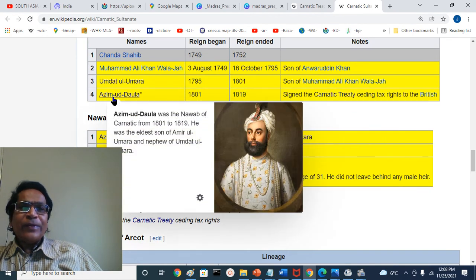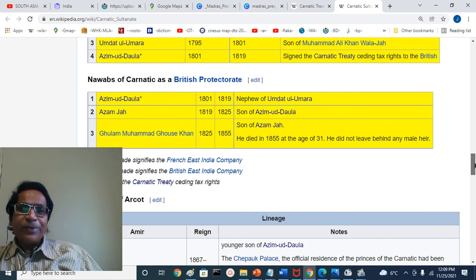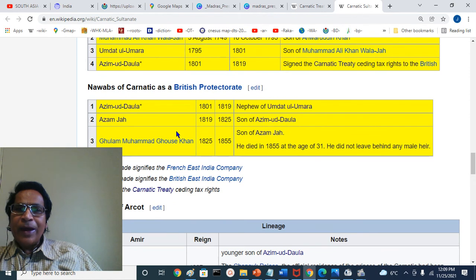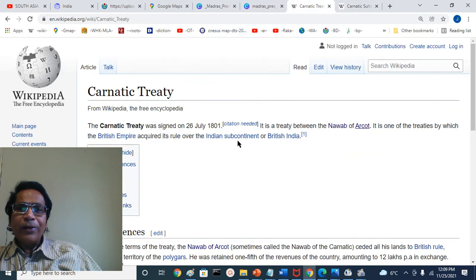A nephew of Umdat, Azim-ud-daula, signed the Carnatic Treaty, ceding the entire rights to the British East India Company, and later rulers were called Prince of Arcot, not Nawabs of Arcot. That we will discuss some other time. Azim-ud-daula reigned. He didn't rule, British ruled, he reigned. He is a de jure ruler. British were the de facto ruler and controlled the territory.